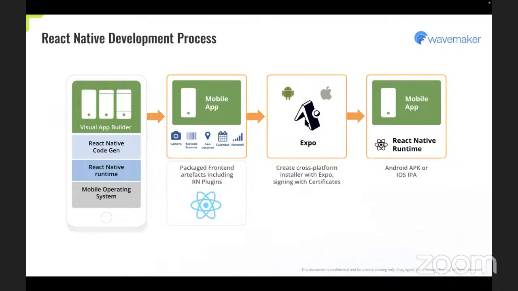Moving on to the next slide. So in React Native apps, the code is written in JavaScript. This JavaScript code is executed by the JavaScript runtime environment. We can add third-party plugins to React Native projects. WaveMaker also provides extended support from NPM in addition to Expo plugins.